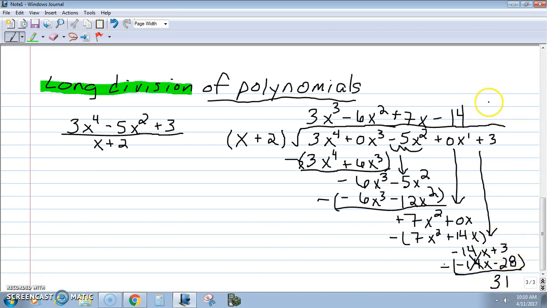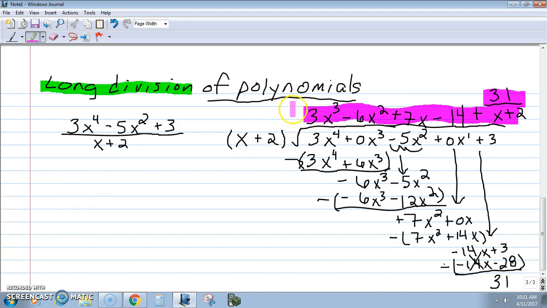But I'm going to rewrite my remainder up here as plus 31 over x plus 2. Okay, so what that means, my answer, I'll make my answer pink. This is my quotient, 3x cubed minus 6x squared plus 7x minus 14 plus, and then 31 over x plus 2. Okay, that entire thing is my answer.